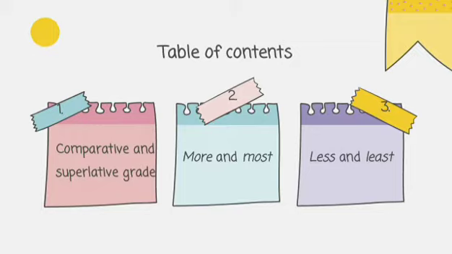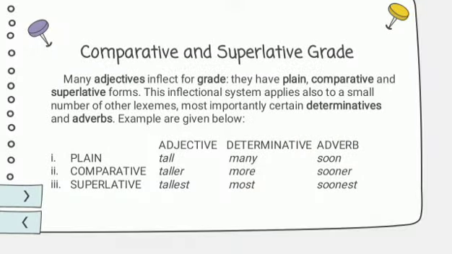As you can see on the slide in the video, in this chapter we focus on 3 sections. They are comparative and superlative grade, more and most, and the last, less and least. In the first section, I will discuss the comparative and superlative grade. For information, in this section, we will discuss 4 subchapters.